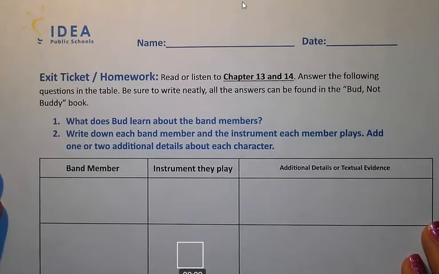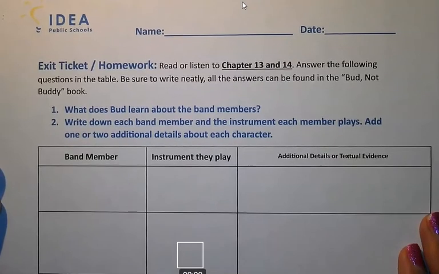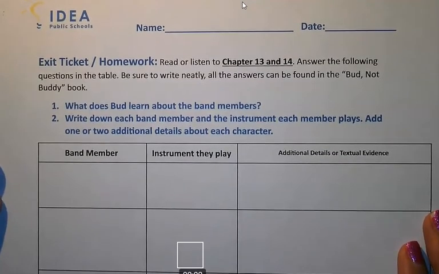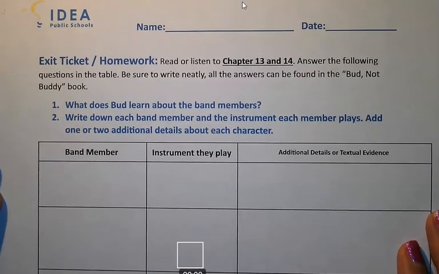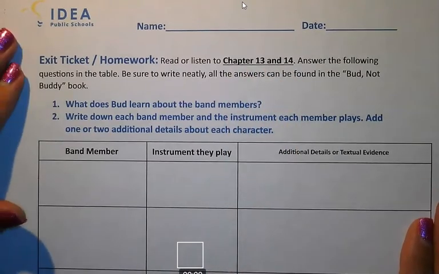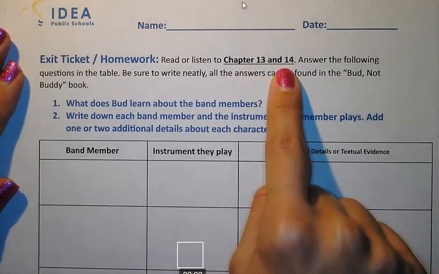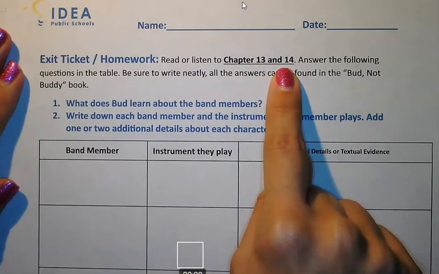Okay, so today we're going to be reviewing some of the band members that were a part of chapters 13 and 14. For yesterday's homework and exit ticket, you were to listen to chapters 13 and 14, where there's going to be a lot of discussion about the band members Bud comes across.